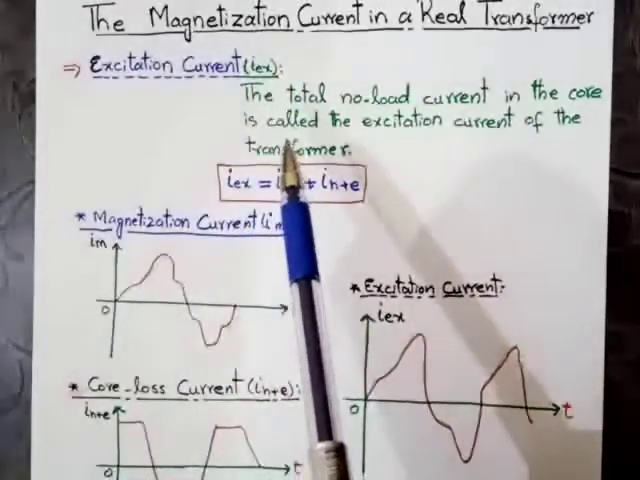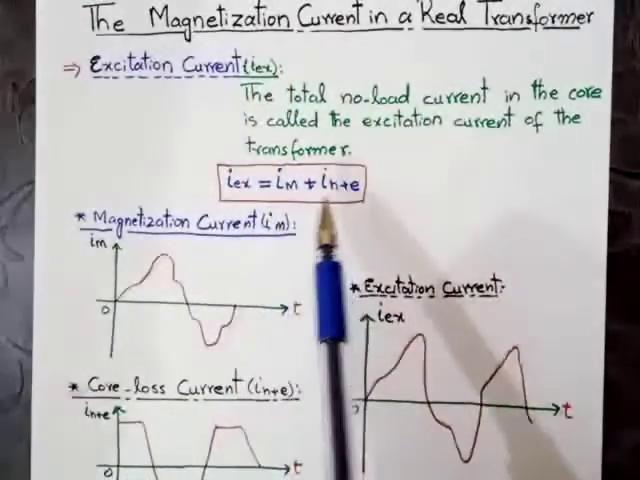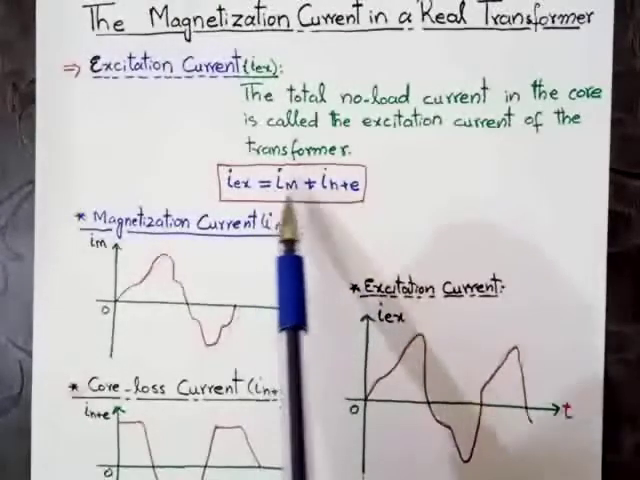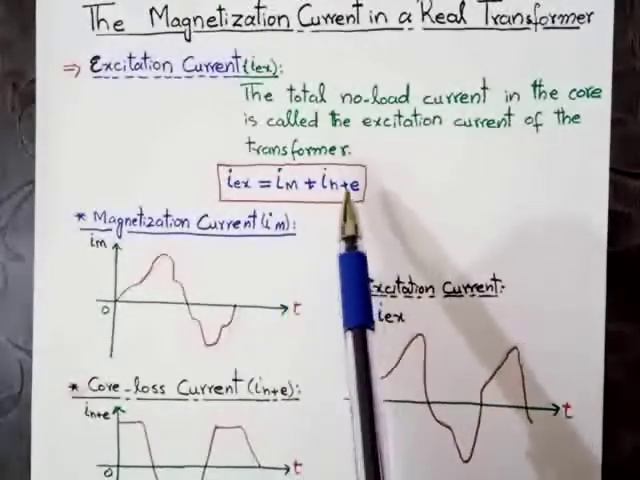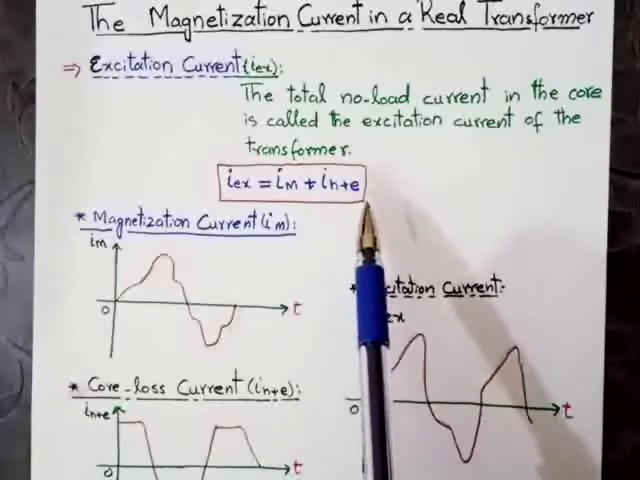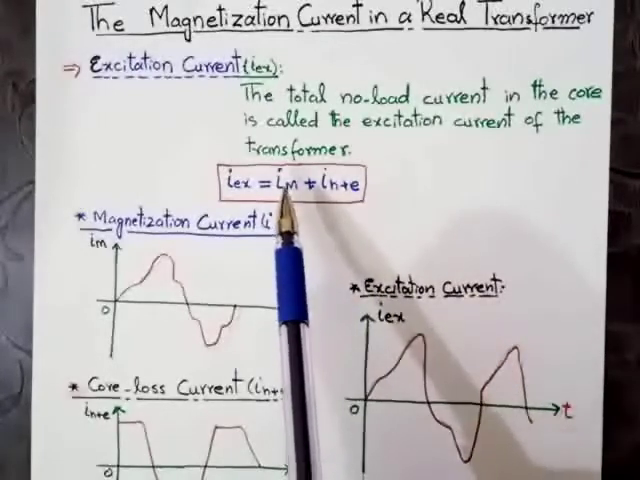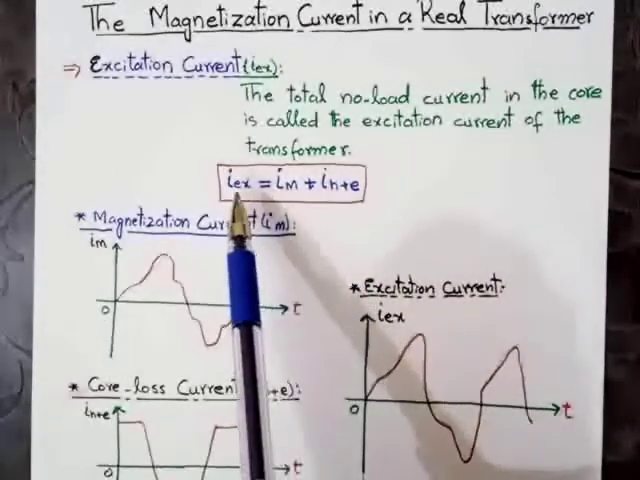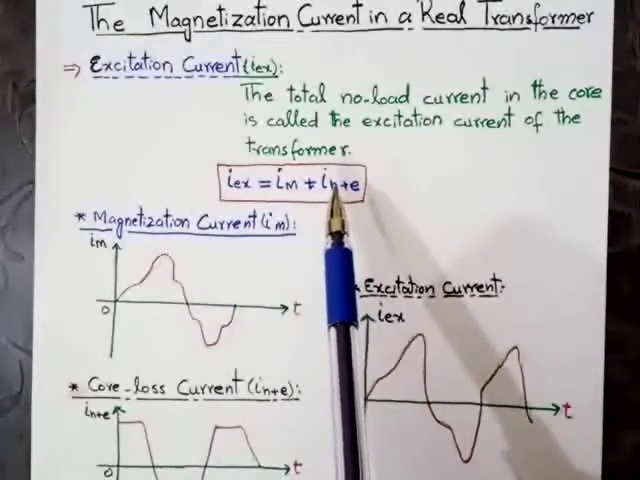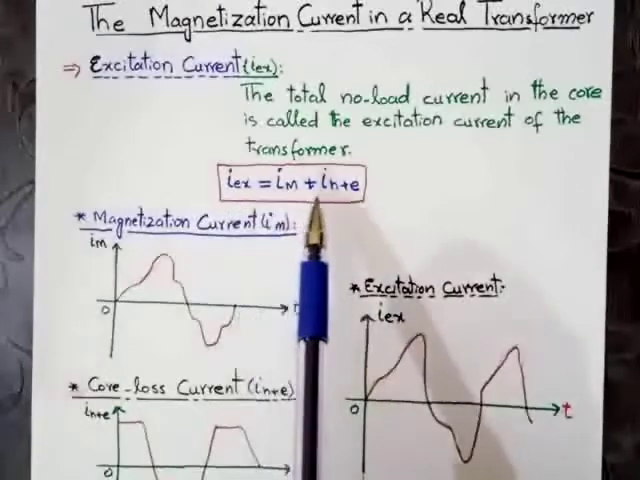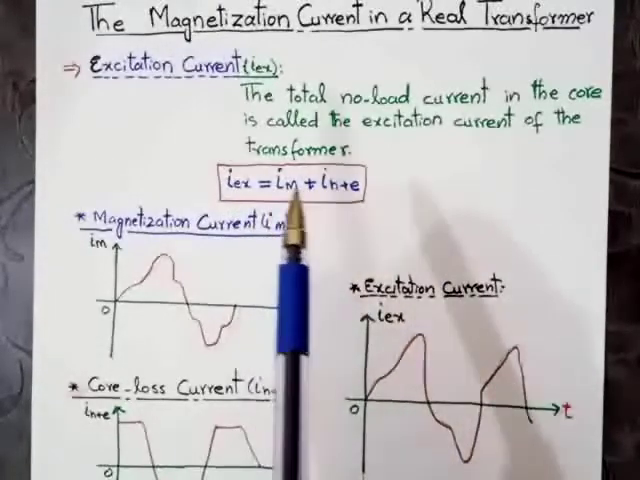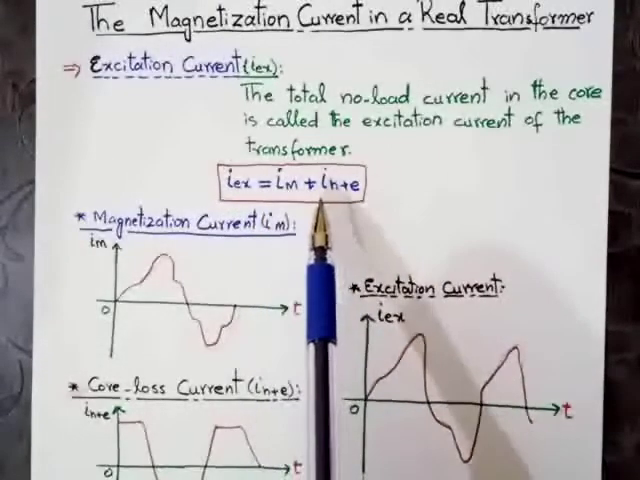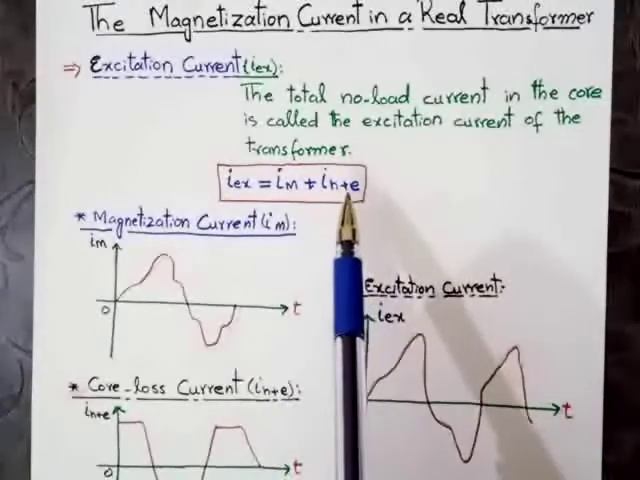Excitation current is basically divided into two parts. One is called the magnetization current and the other is called the core loss current. That is, the combination of magnetization current and core loss current is called the excitation current. The behavior of excitation current will be the sum of magnetization current and core loss current.